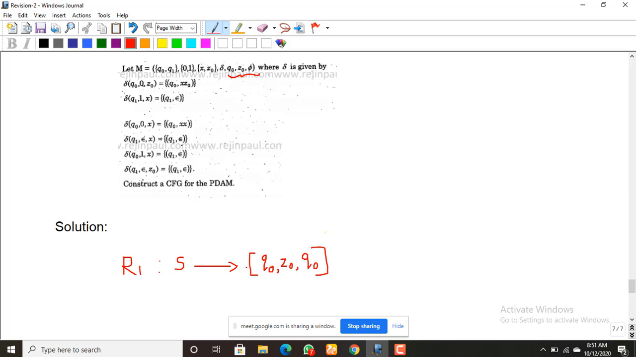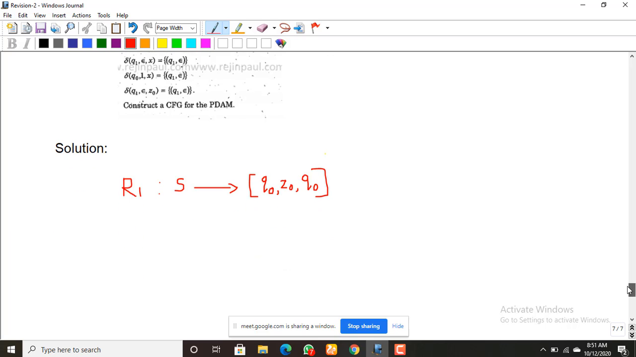Rule number one is about the starting grammar. It will form triplets. It starts with the starting state q naught, then the stack symbol, then it is possible to move to the same state q naught. This is rule number one, which is applicable to all pushdown automata to context-free grammar conversions.